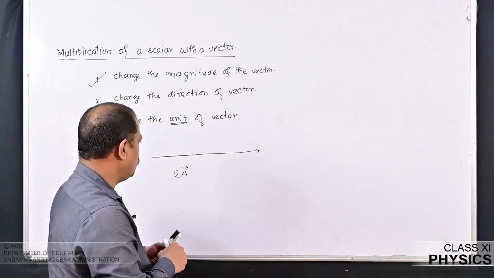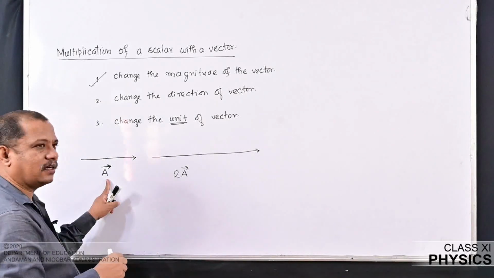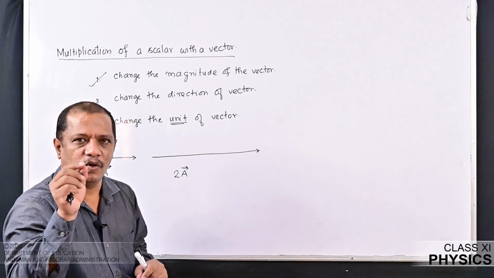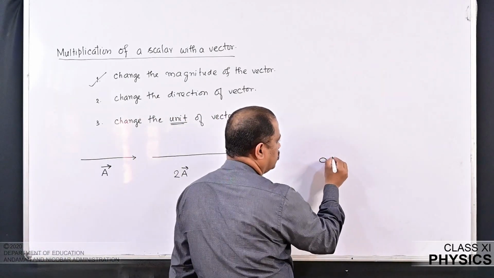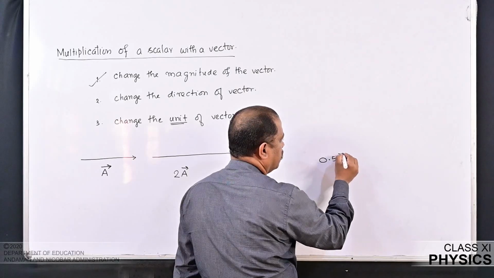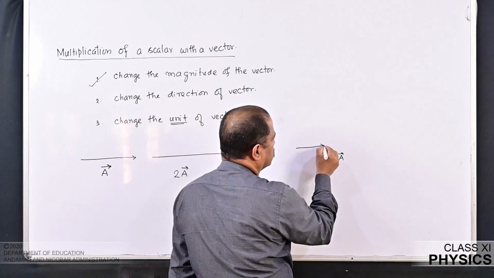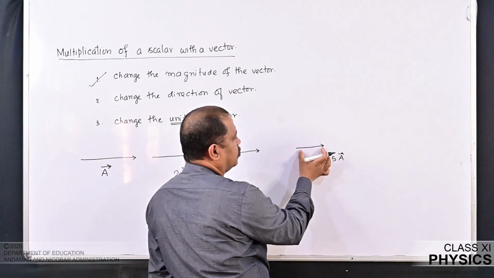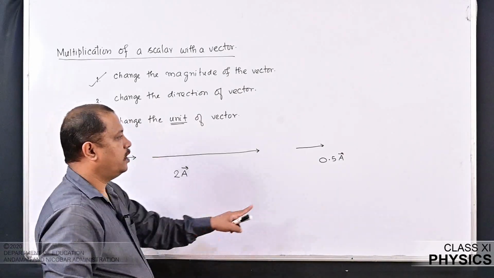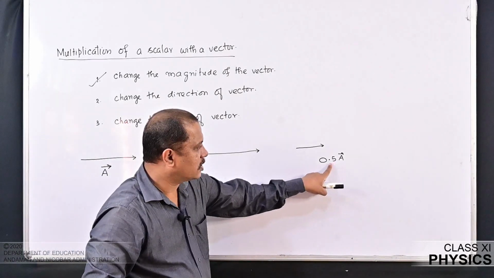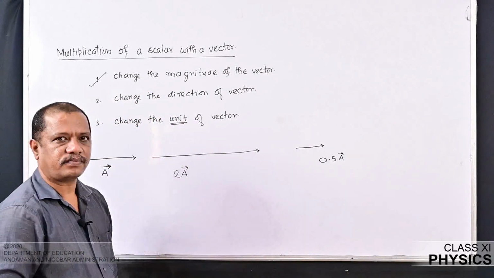Let us take another example. Instead of multiplying by 2, let me say that I want to multiply this vector with a scalar quantity 0.5. In that case, this vector will be 0.5A. This is another new vector. The magnitude, the length of this vector, will be half of this one. When you multiply by a scalar quantity, it has changed the magnitude, and this is what point 1 says.